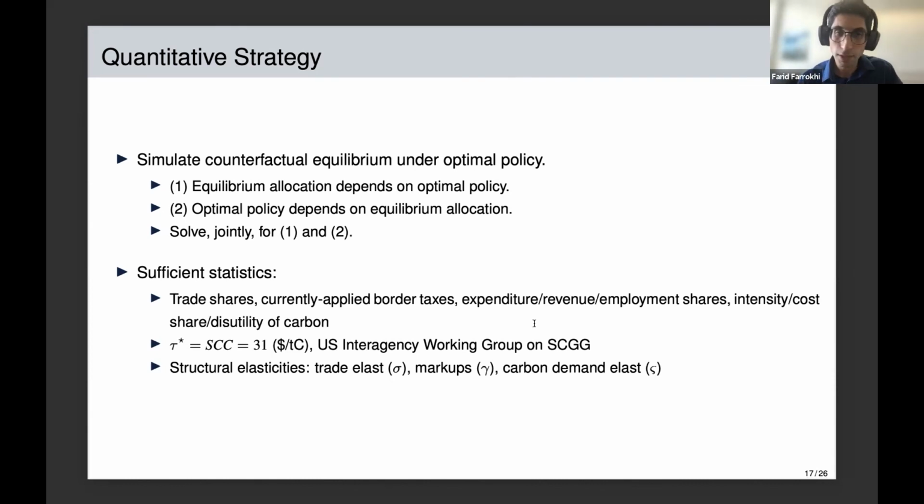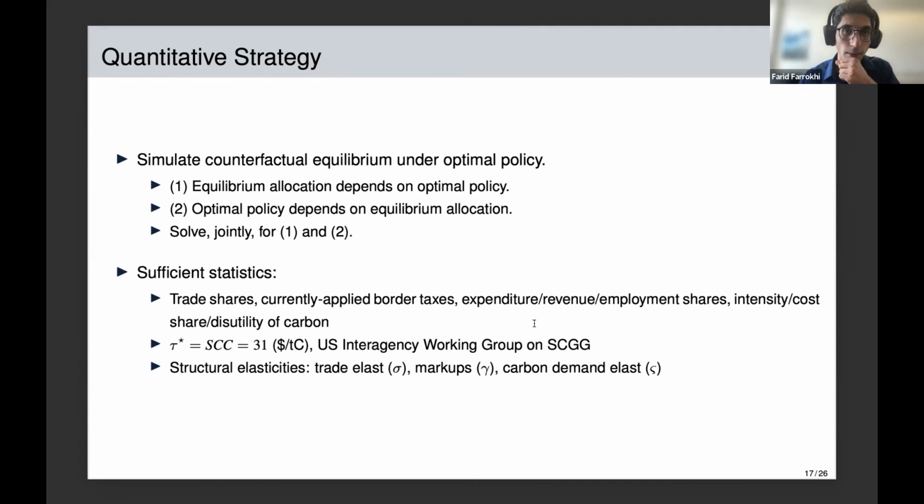And the way we do that, we use hat algebra, which sidesteps the need to recover productivity and trade costs. But we would need a set of sufficient statistics, and they are trade shares and currently applied border taxes, as well as shares for expenditure, revenues, employment, intensity of carbon use across industries, and cost shares of them, as well as the disutility of carbon in each country. And also we take the value of social cost of carbon at 31 from the US Interagency Working Group. And then there are three structural elasticities in the model: trade elasticity sigma and markups, both of which are industry specific, and carbon demand elasticity, which we estimate using standard techniques in the literature.